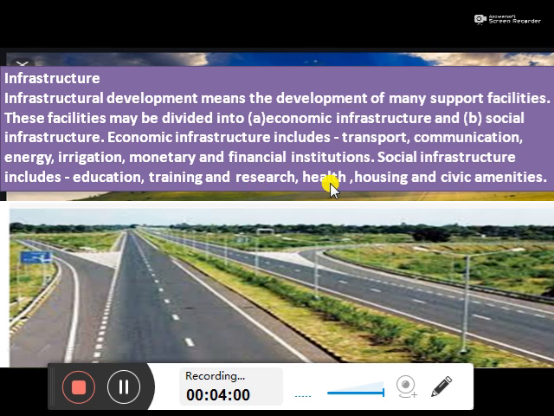Health is very, very important. Health of the population is very important. Housing is not only a hut or a house, it's a collective term. Proper sanitation, nutrition, everything comes under housing. And civic amenities means local administration. It is very much needed and useful for the attainment of economic development.